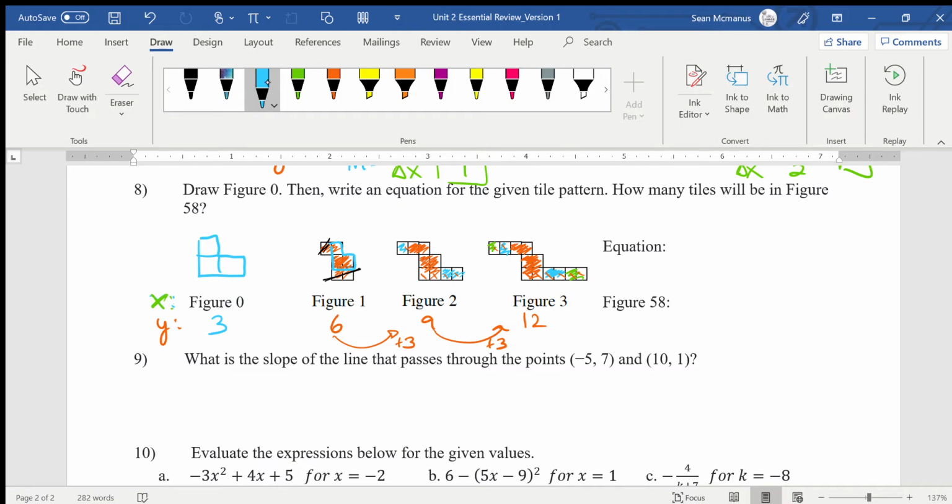Right, so my change is 3. Remember for these we did kind of our starting. This is my y-intercept. So it starts with 3 and then it grows by 3. So my equation is y equals 3x plus 3, keeping in mind this is the start value, we called it start value, and this was the growth.